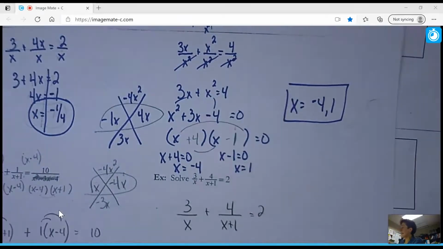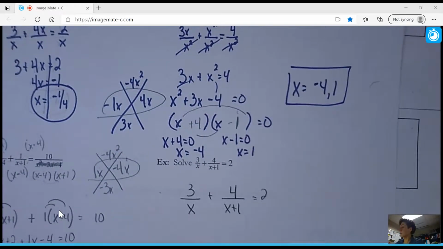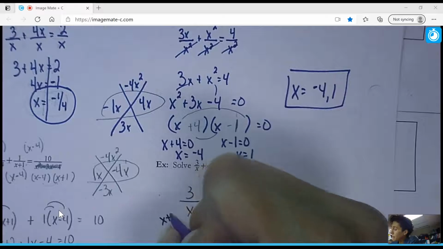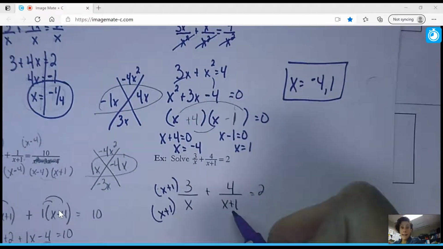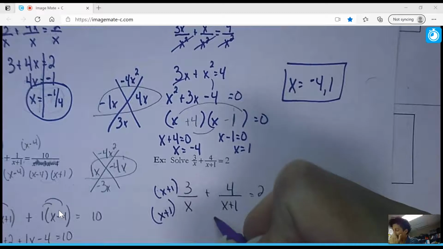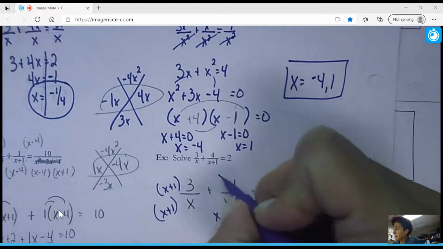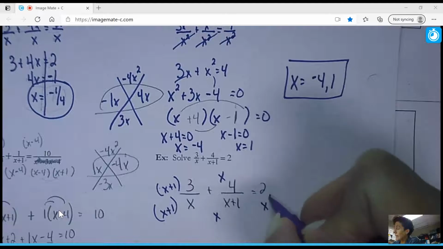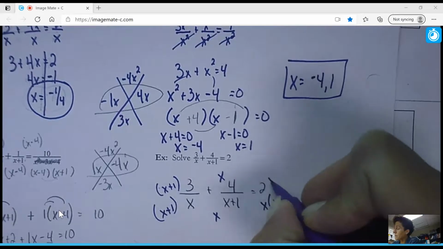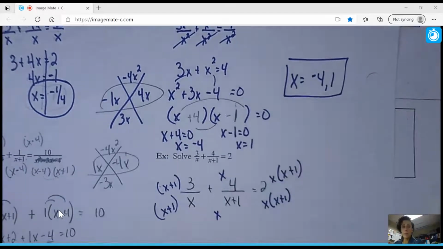This fraction has the x, but it doesn't have the x plus 1. So I'll put it on the bottom, and whatever I do to the bottom, I'll do to the top. This has the x plus 1, but it doesn't have the x, so I'll put it on the bottom, and whatever I put on the bottom, I do to the top. And this one will need both of them, so it will need the x and the x plus 1. And again, whatever you do to the bottom, you do to the top.